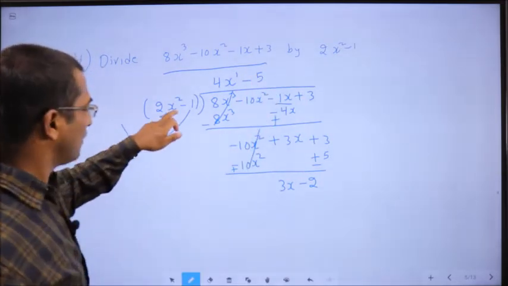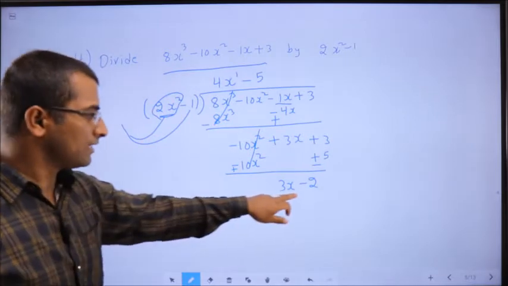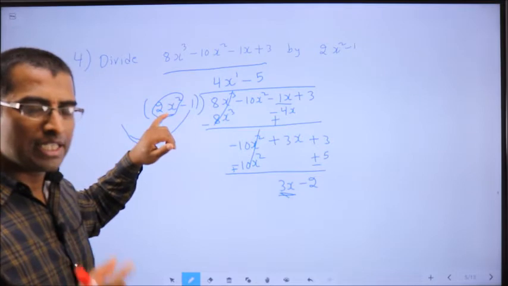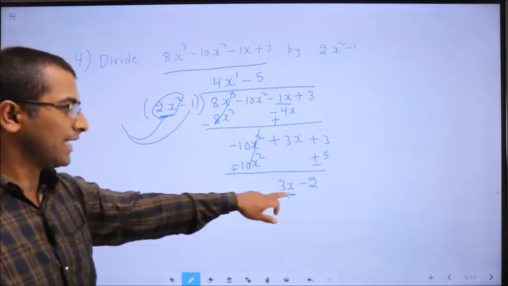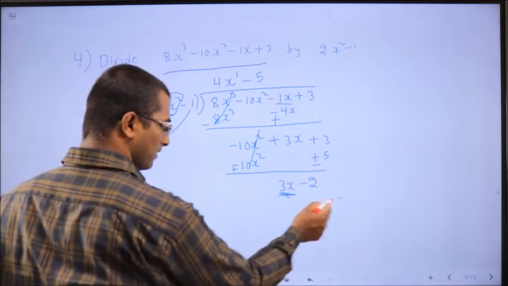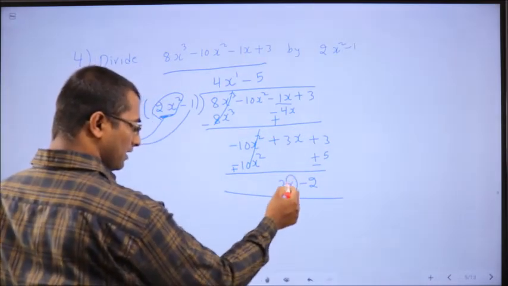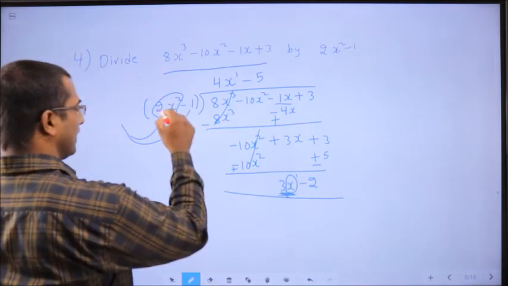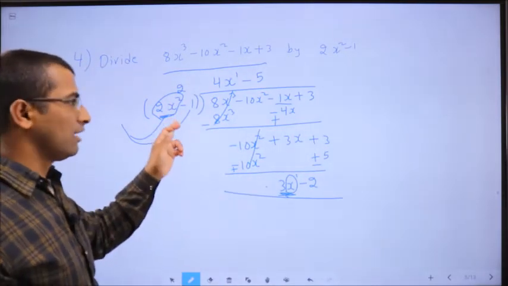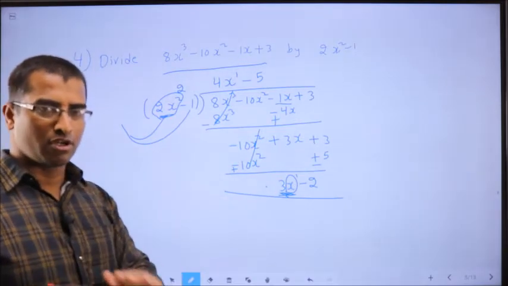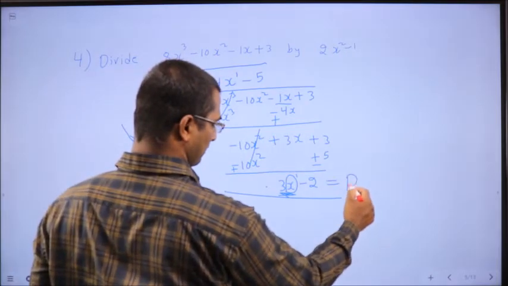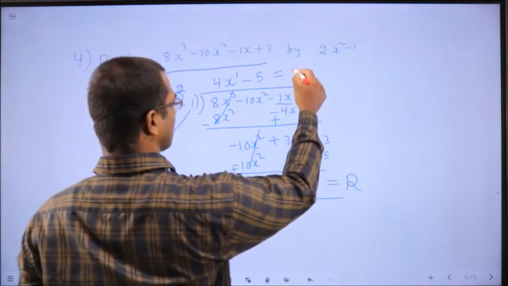Now here I have 2x square and over here 3x. 2x square with whatever I multiply with the positive powers of x, I don't get 3x, right? So this is where we stop. Whenever here degree is 1, here it is 2. Degree of this is smaller than degree of this, at that point we should stop. So this becomes the remainder. This becomes the quotient.